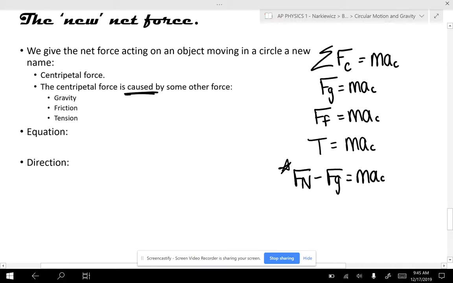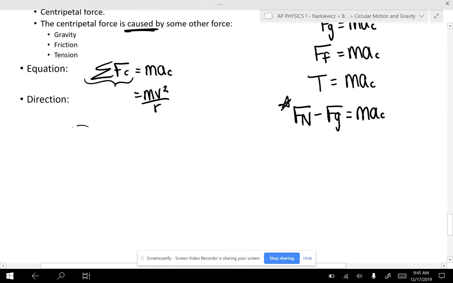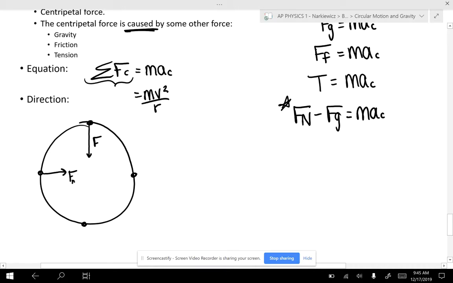Okay. So our base equation is the same net force equation that we've been doing. It's just that this left-hand side gets filled in with those different forces. And again, this MAC is really MV squared over R. Okay, so the direction of the force. Now, the centripetal force is a net force, which means it's going to share a direction with the acceleration. So if our acceleration points inward, then our centripetal net force, so I'm going to write this as F net C, must also point inward.